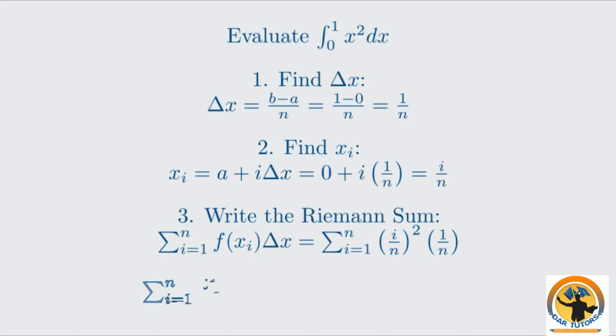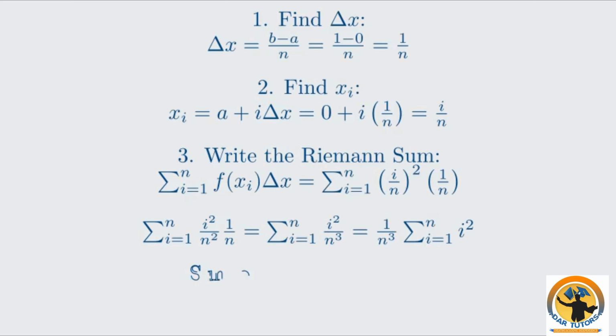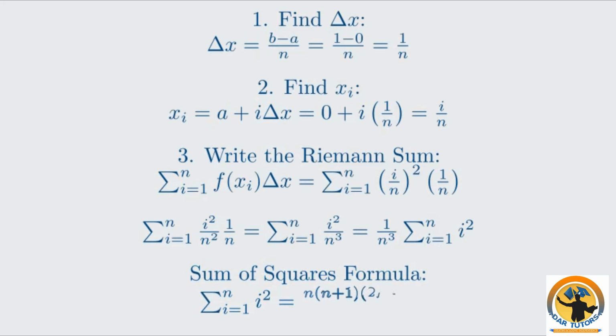i over n squared is i squared over n squared. Multiplying by 1 over n gives i squared over n cubed. Since the sum is over i, n cubed is a constant, so we can pull it out of the summation. We are left with 1 over n cubed times the sum of i squared from i equals 1 to n. To evaluate this sum, we need a known formula for the sum of the first n squares. The sum of the first n squares is given by the formula n times n plus 1 times 2n plus 1, all divided by 6. This is a standard result you should be familiar with.